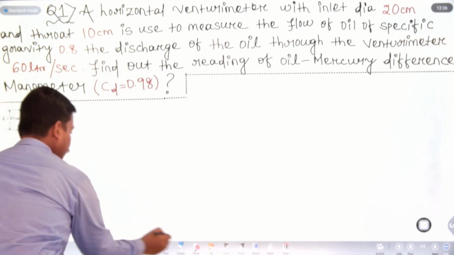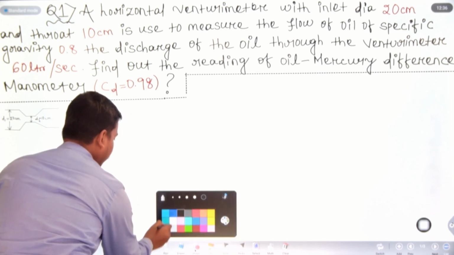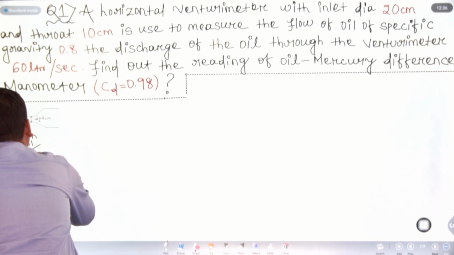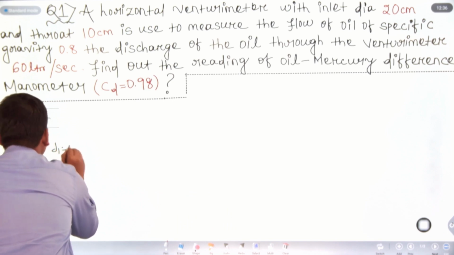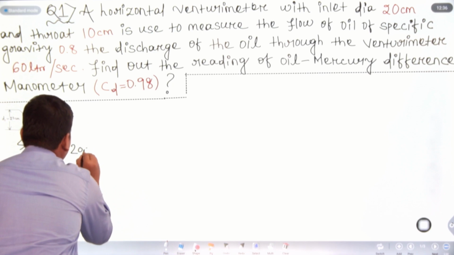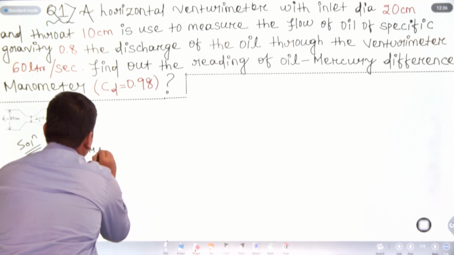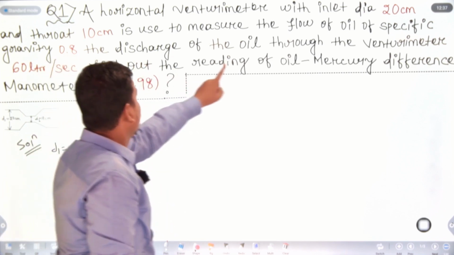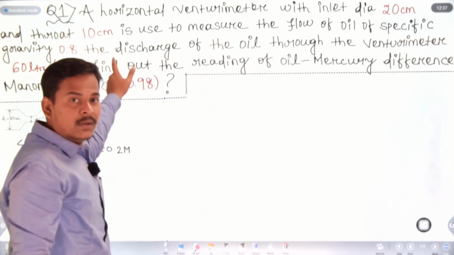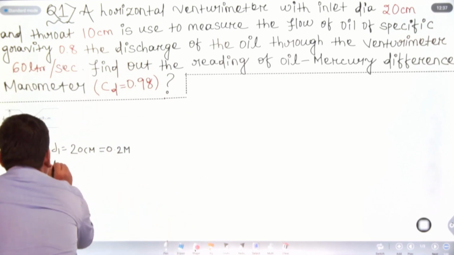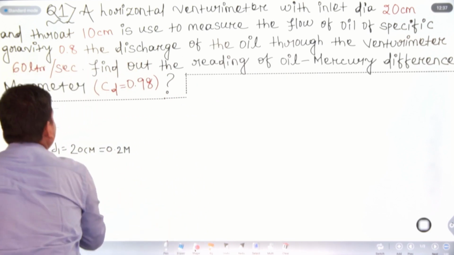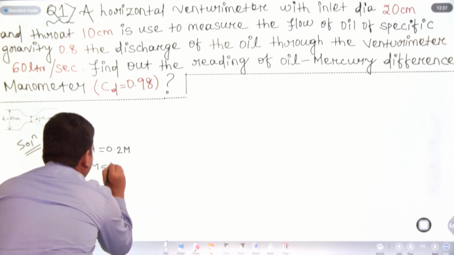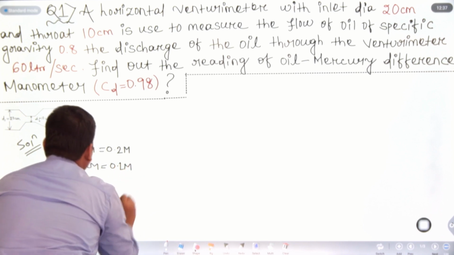Solution. Your D1 is equal to 20 cm. I converted it into meters, 0.2 meter. And the throat is 10 cm. That means your D2 is equal to 10 cm, that means 0.1 meter.